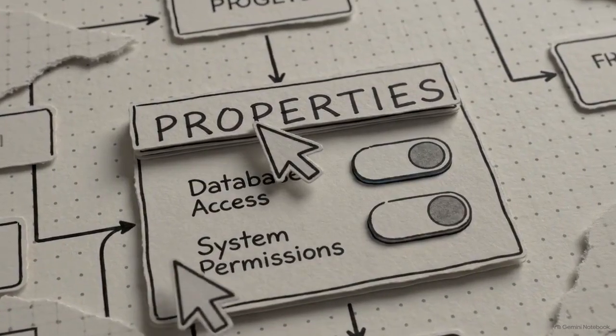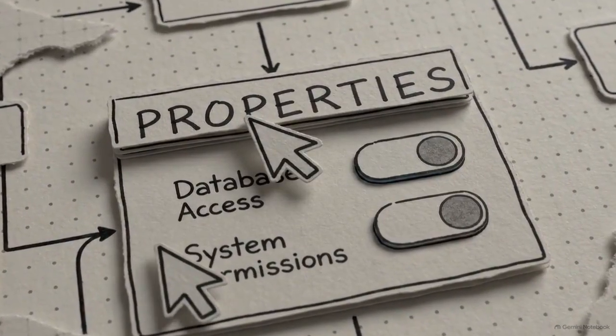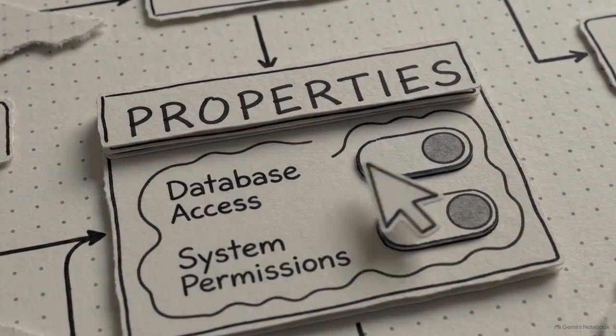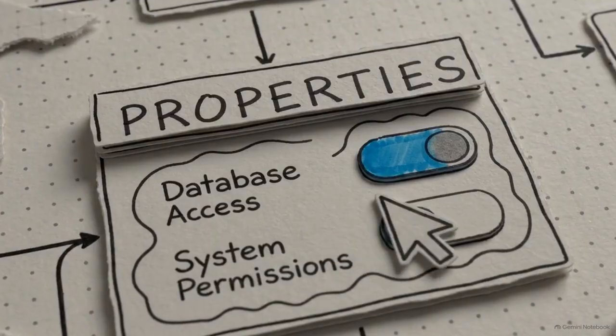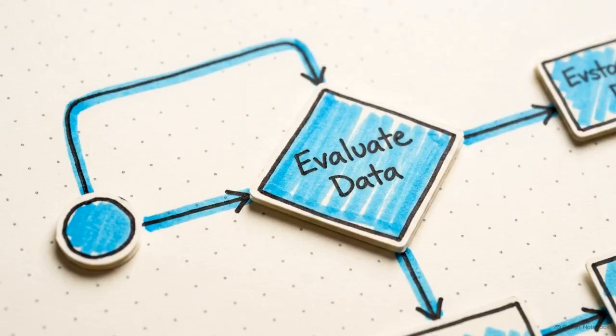Selecting the right trigger determines the flow's permissions. It defines how the automation interacts with the database and what actions it can take once started. Once the trigger wakes the system, it moves to the second layer, logic.